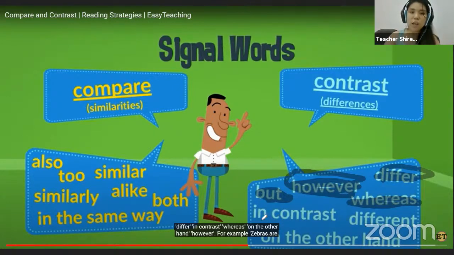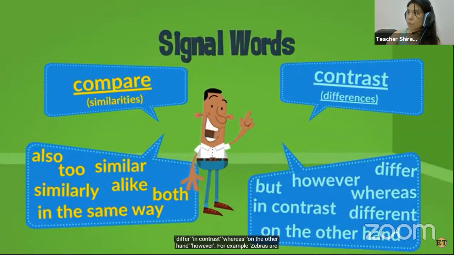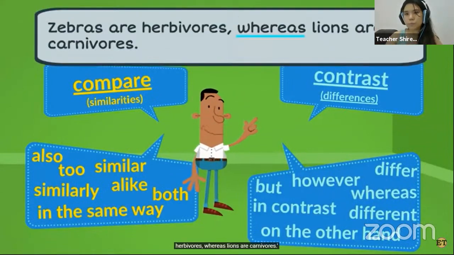There is a difference. In contrast or on the other hand, so this is something like 可是 or 但是. Okay, in contrast is like in opposite. And another word is opposite. So it also means that it is contrast. So these are the words that represent contrast. For example, zebras are herbivores, whereas lions are carnivores.